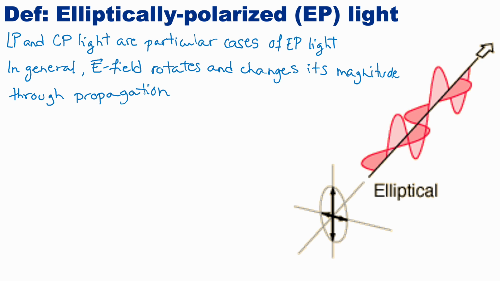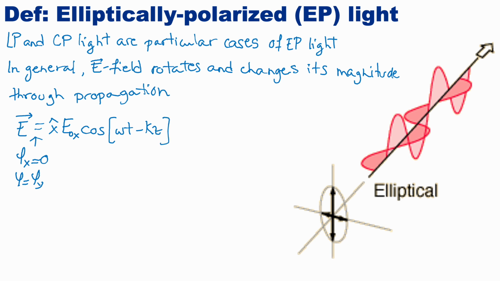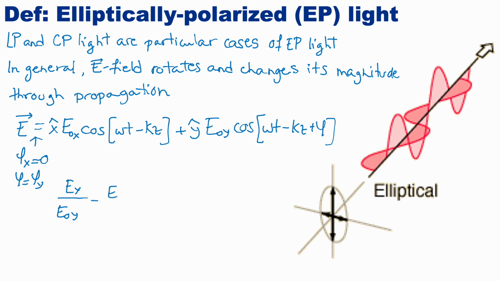The linearly polarized and the circularly polarized light are particular cases of elliptically polarized light. Elliptically polarized light means that the electric field rotates and changes its magnitude through propagation. So that means that our electric field, and again, for simplification, the phase for the x component is 0, so the phase difference is just the phase of the y component. It's going to have an x component with its amplitude changing, and then we're going to have our y component that is going to have a delay with respect to our x component, and in general it's going to have a different phase. And the relationship is that the end point of the electric field is going to follow an ellipse.